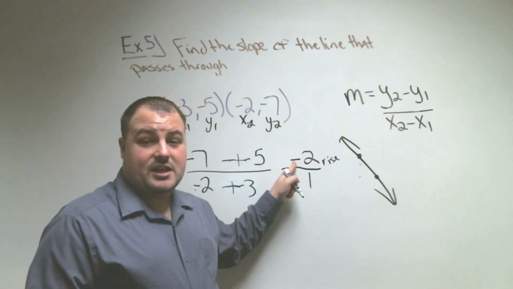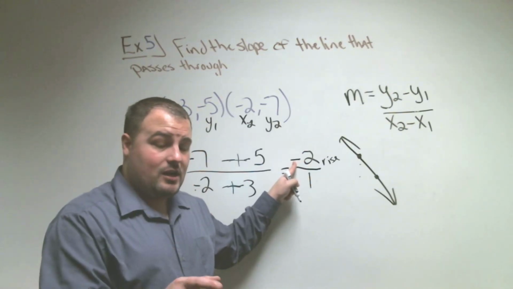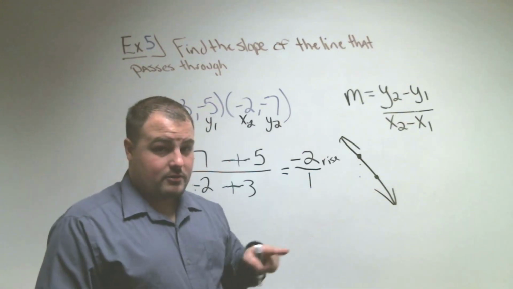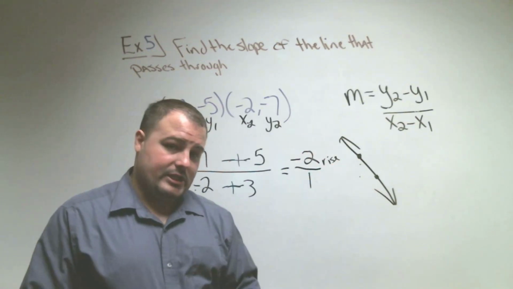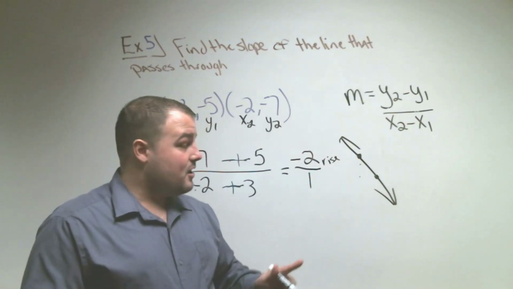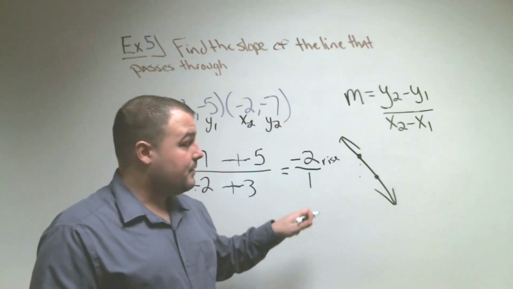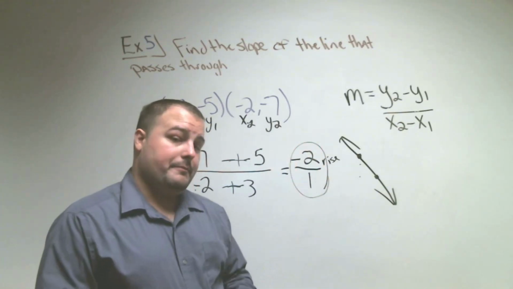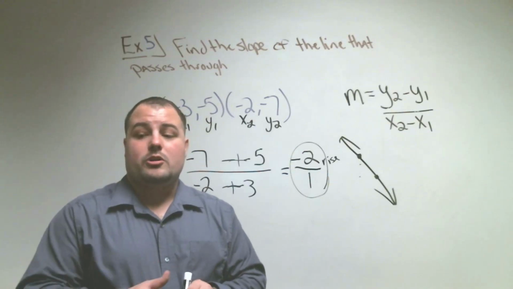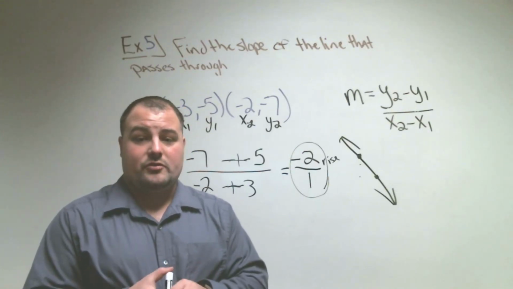It has a rise of negative 2. Negative means go down. Positive means go right. So my graph would look something like that. And I know that it's negative because it's a negative fraction. So the slope is negative 2 over 1. That's how it looks. We're going to go ahead and switch gears and do the last part of today's lesson.